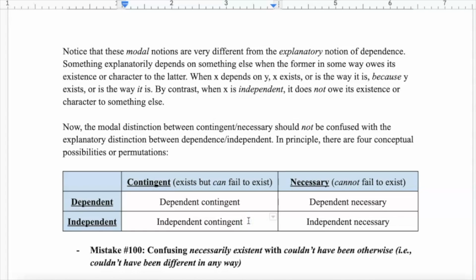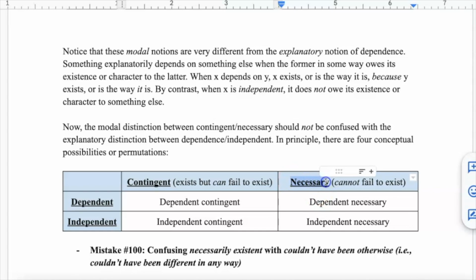Another conceptual possibility is an independent contingent thing. At least some atheists think that the universe is contingent, that is, that the universe exists, but it could have failed to exist. And also that nothing accounts for why the universe exists, nothing explains it; the universe doesn't depend on anything. So the universe then would be an independent contingent thing. Some theists, it's a minority, but some theists think that God is contingent. God could have failed to exist, but God doesn't depend on anything for God's existence. God is independent, so God would be something that's independent and contingent.